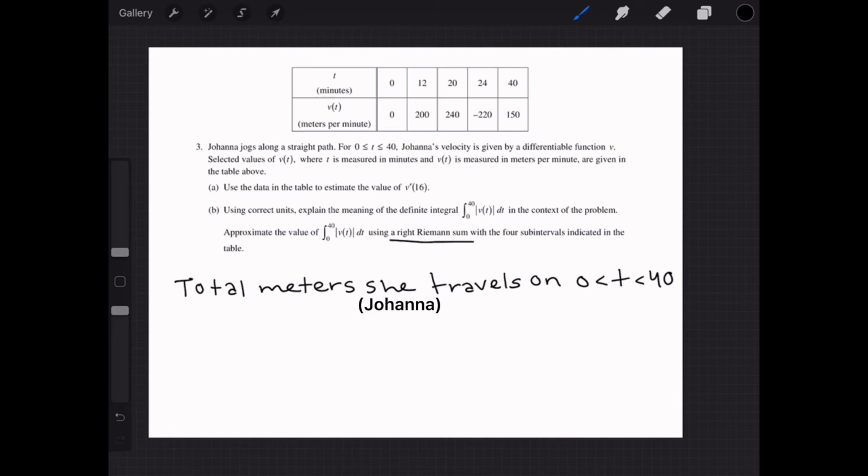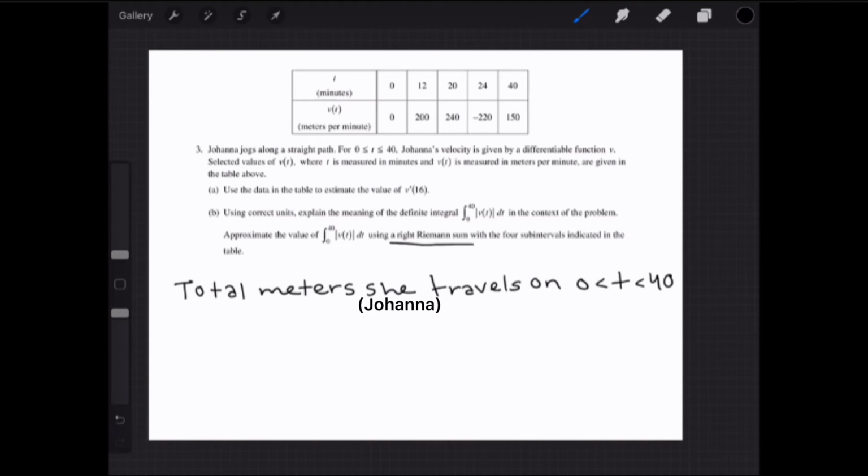Now we can look at our table and mark how far it is between each t value. Since it is a right-Riemann sum, we will be using the farther right v of t value for each set of 2 data points. For example, the difference between 0 and 12 is 12, and the farther right value of v of t for these 2 points is 200.